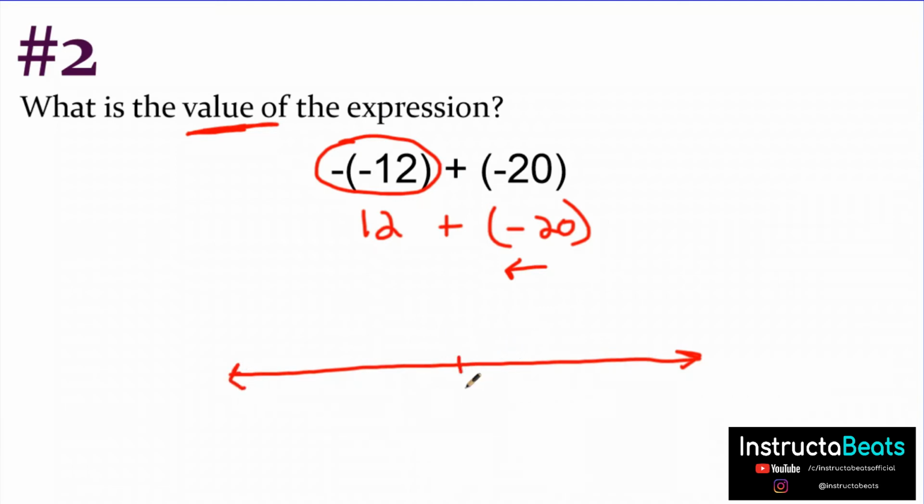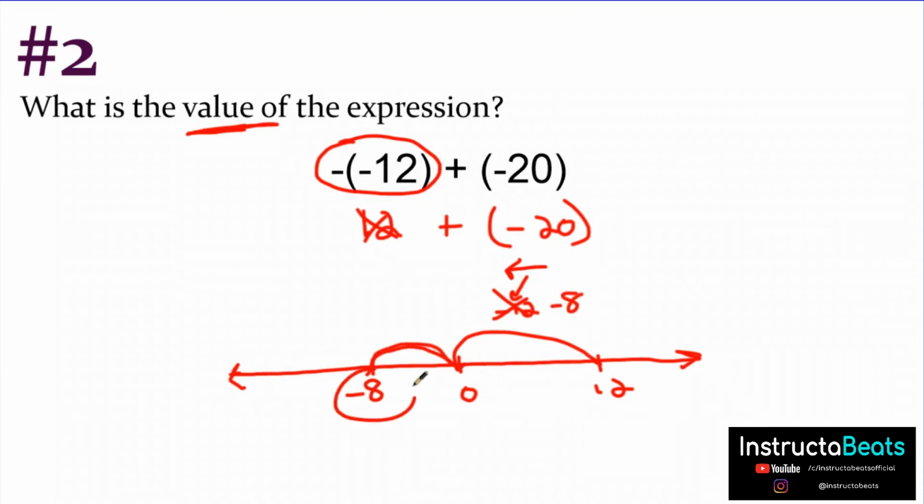So here's 0, right? Here would be 12. You know that you are moving to the left 20 units. So you're going to break apart -20 into -12. You're going to make a 0 pair here, get back to 0, and that's going to leave you with -8 left. So you're going to go to -8, and your answer to this question would be -8.